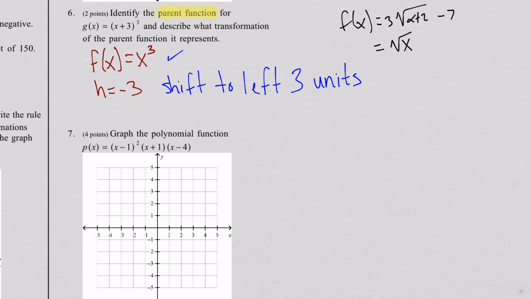That's the parent function. And then if I say describe the transformations, here you would say, well, A is 3, so that's a vertical stretch by a factor of 3. Here you would say, well, H is -2, so that's a shift to the left 2. K is -7, so that's a shift down 7. That's what I want for those problems.